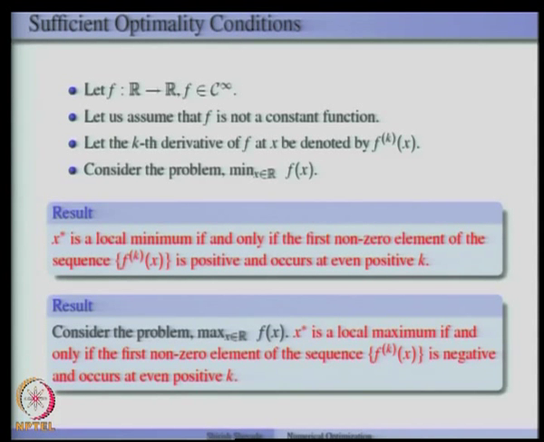Now, one can have a similar result for the local maximum. The only change that one has to make is that the first non-zero element of the sequence f k x star is negative, and it occurs at even positive k.